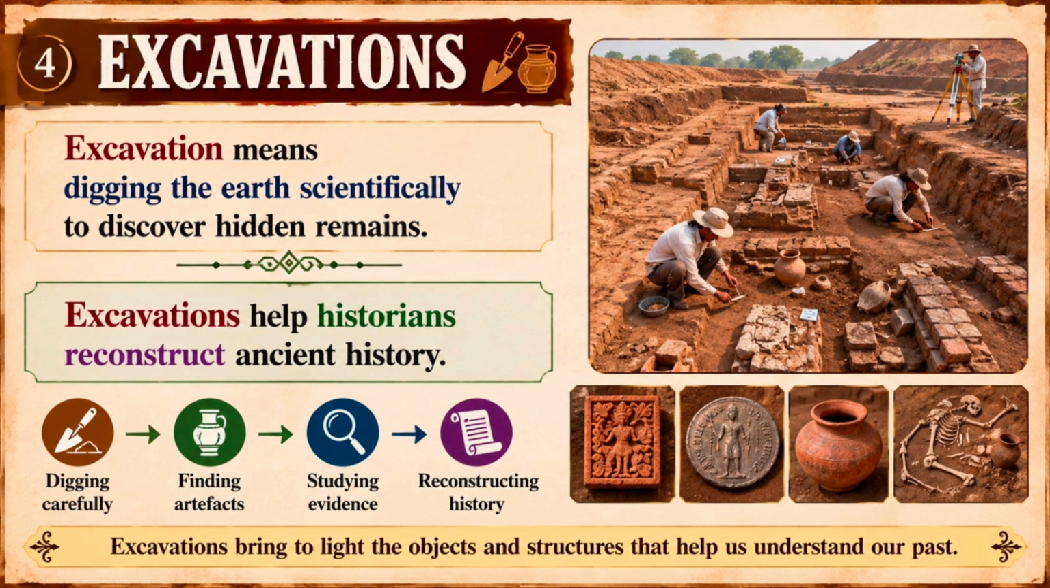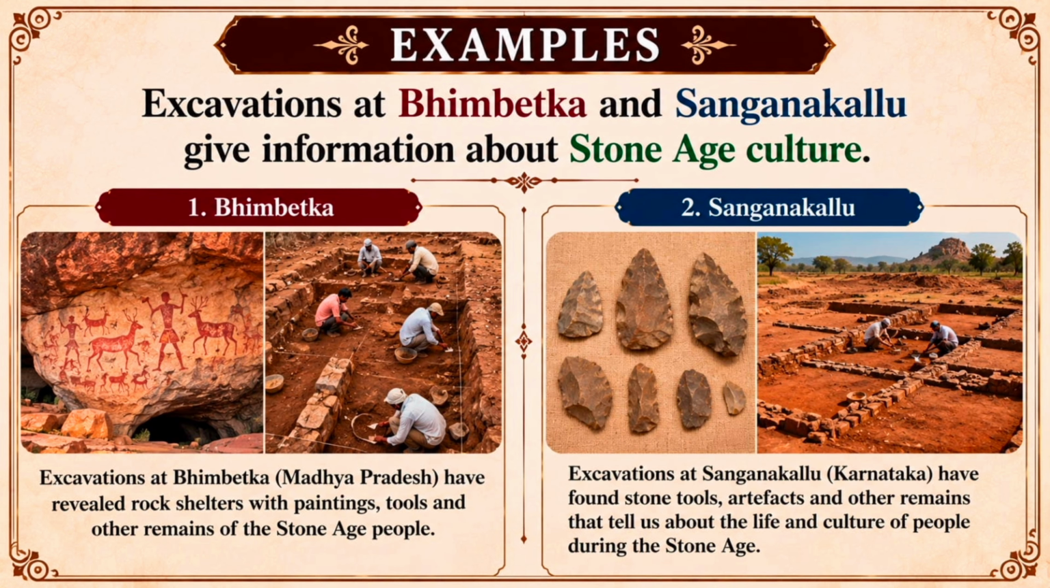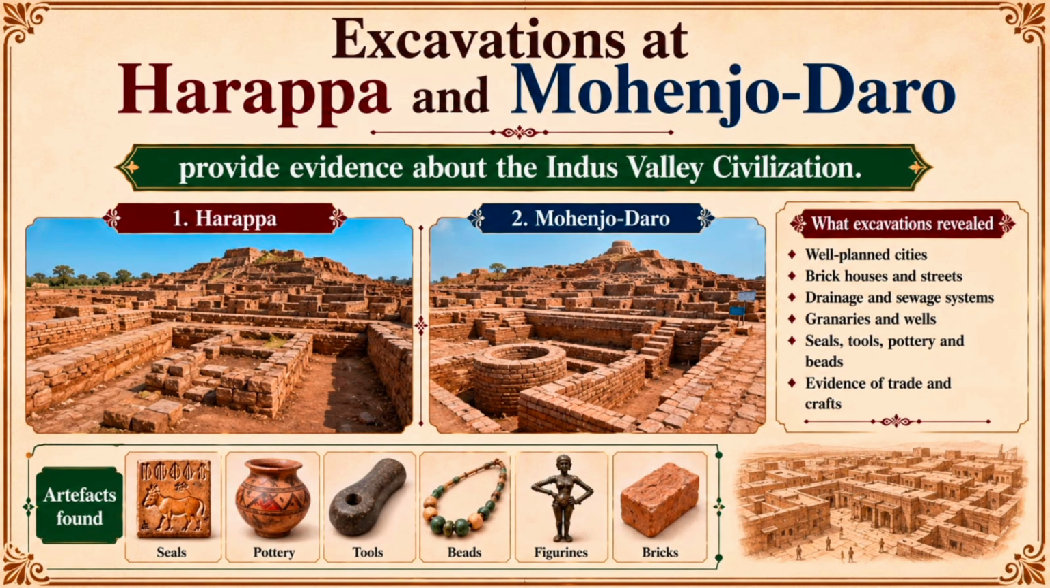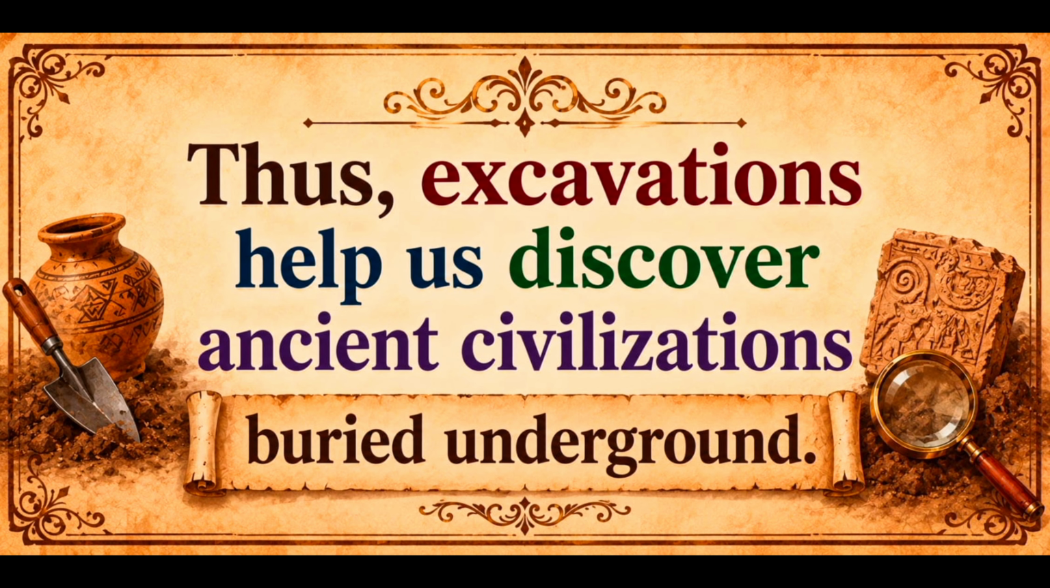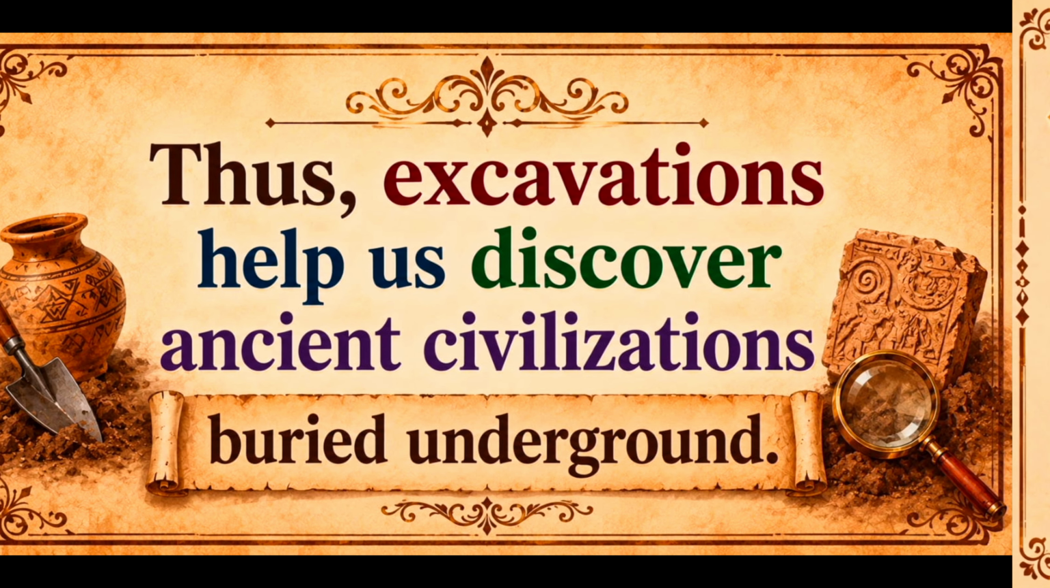Excavations. Excavation means digging the earth scientifically to discover hidden remains. Excavations help historians reconstruct ancient history. Examples are excavations at Bhimbetka and Sanganakallu, which give information about Stone Age culture. Excavations at Harappa and Mohenjo-daro provide evidence about the Indus Valley civilization. Thus, excavations help us discover ancient civilizations buried underground.